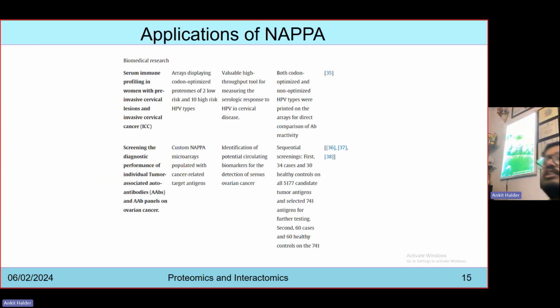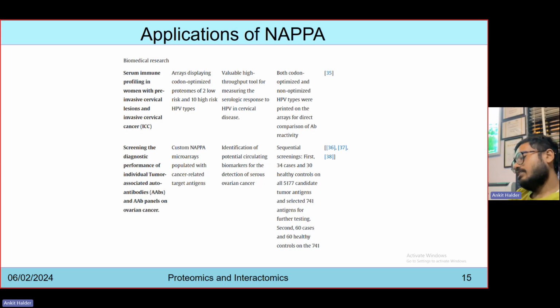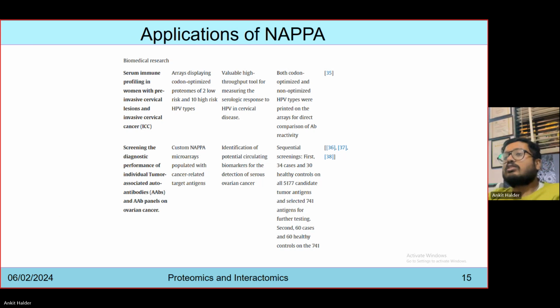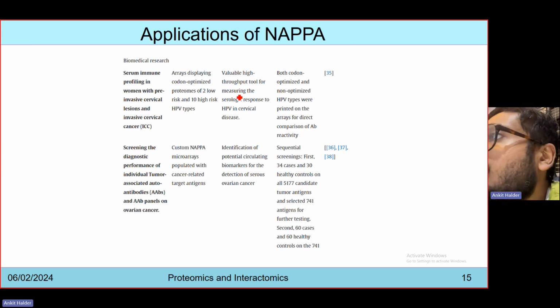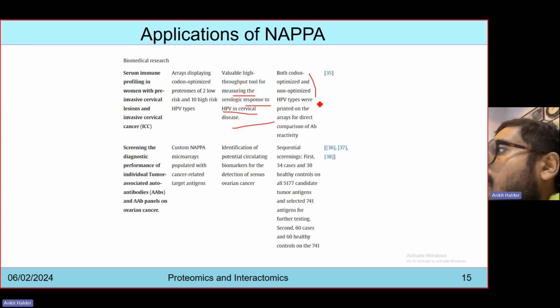And biomedical research, like serum immune profiling with pre-invasive cervical lesions and invasive cervical cancer. As I mentioned, a biomarker can be used for different diagnosis and prognosis. So you can see the two high risk HPV types are valuable for measuring the serologic response to HPV in cervical disease.